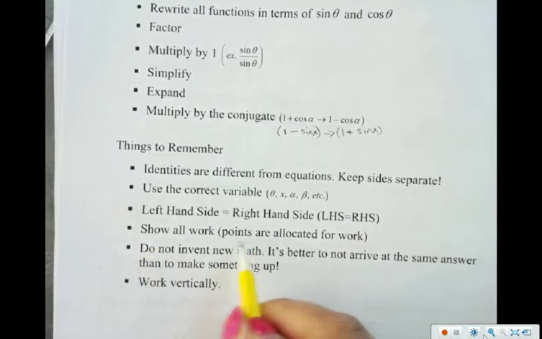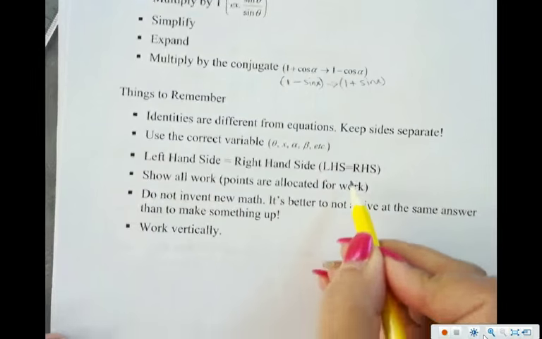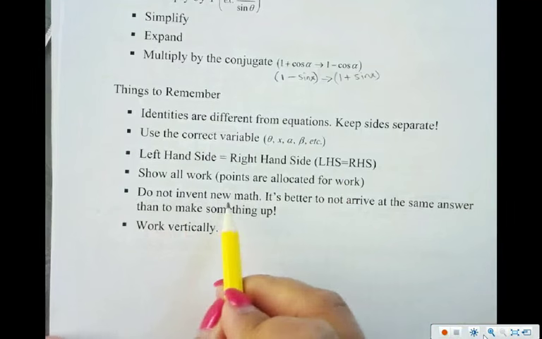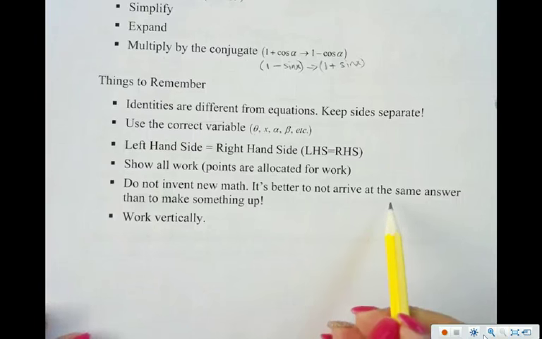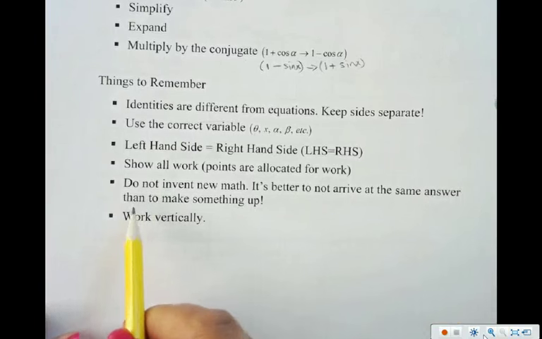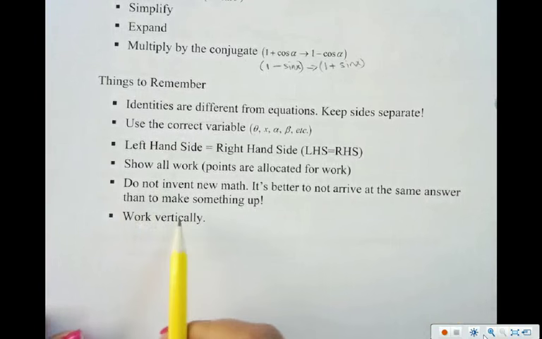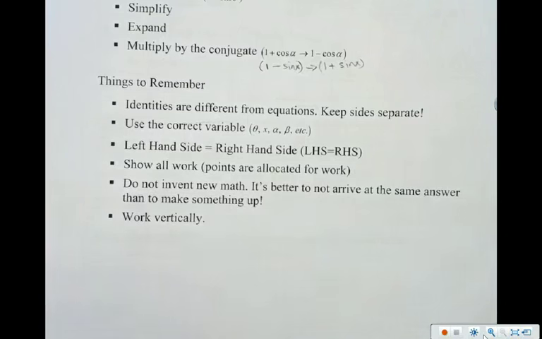Show all work. Points are allocated for work. And don't invent new math. Don't think you're going to catch the marker or try to BS your way through by using some math-magic that isn't legit, because we usually find it and it's not in your favor. So make sure you can justify it and that it's legitimate math work that you're doing.